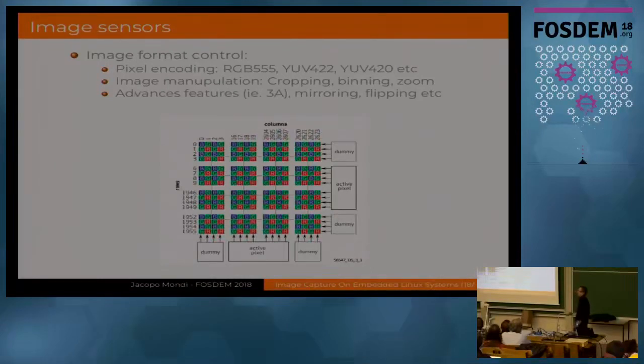We can ask the image sensor to perform manipulation of the image, so cropping just part of the image, or downsizing it using binning, so skipping some lines and giving us back an image with lower resolution. We can zoom on the sensor, asking it to give us just a part of the image, that's a zoom. And again, depending on the sensor capabilities, we can have more advanced features like, let's say, 3A, mirroring, flipping. I'm sure there are sensors that do very advanced things nowadays.